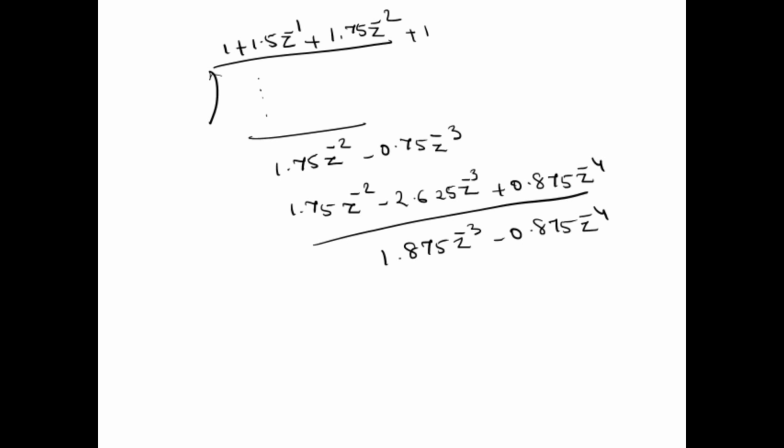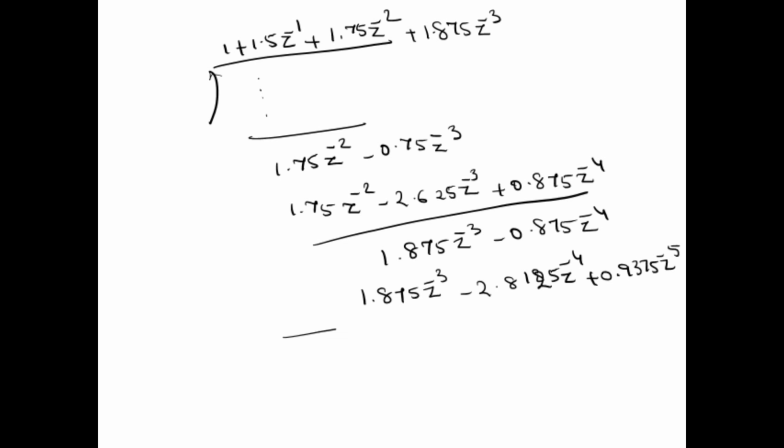Once again I have to multiply by 1.875 z to the power minus 3. So I will get 1.875 z to the power minus 3 minus 2.8125 z to the power minus 4 plus 0.9375 z to the power minus 5. So the remaining term is 1.9375 z to the power minus 4 minus 0.9375 z to the power minus 5.